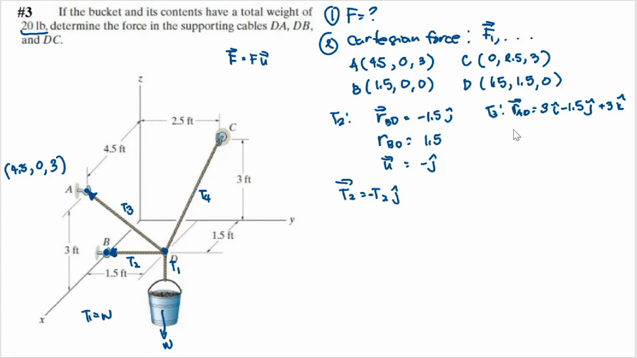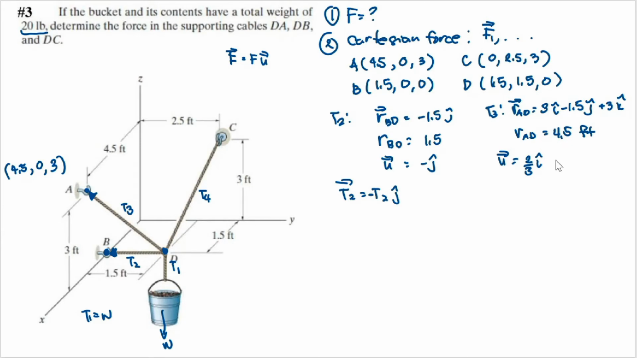Okay, use your calculator. Give me the magnitude of R AD. What is the magnitude of this? 3 squared plus 1.5 squared plus 3 squared, square root of that. 4.5, and this is in feet. Okay, do not forget the unit. So, therefore, we will now get the unit vector of that. The unit vector is 3 over 4.5. What is the lowest form of 3 over 4.5? 2/3. Okay, so 2/3 i hat.